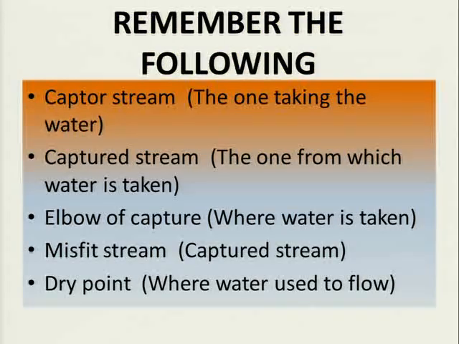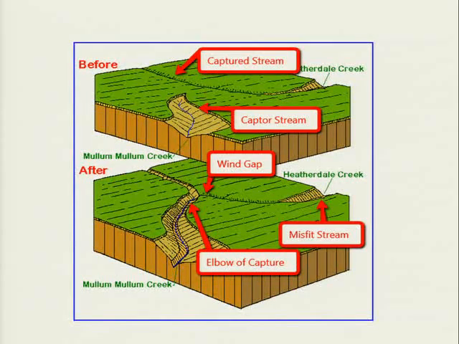The stream piracy features. Remember, if you can identify the captor stream and the captured stream, you will also be able to identify the kind of streams that they are. And then please remember the elbow of capture, that is very easy to identify. The misfit stream and the dry point, that is where the water usually flowed.